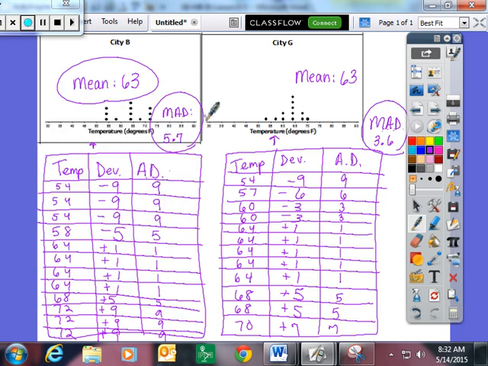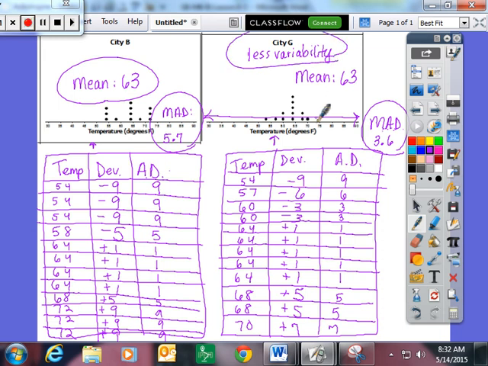Now, you might be asking yourself, what does this mean? And that's a great question. This means that city G has less variability because its MAD is lower. Okay?